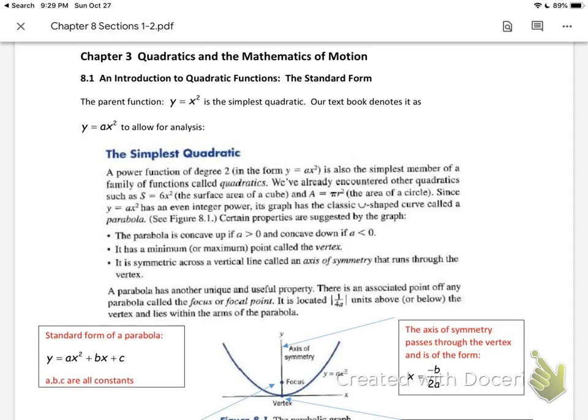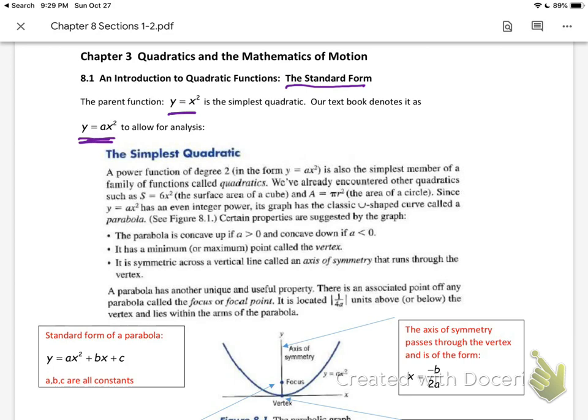Okay, in this video, we're going to go over Chapter 8, which is an introduction to quadratic functions. In this chapter, we start out writing the standard form. The parent function is often written like this, y equals x squared. But in reality, this is a better form to write it in because it now allows for more analysis.